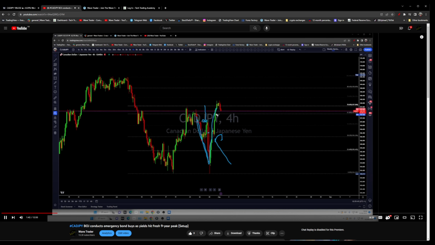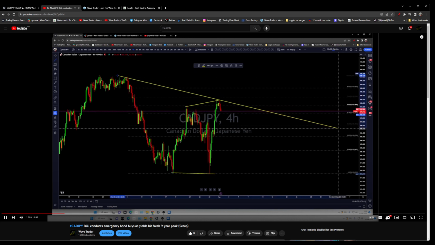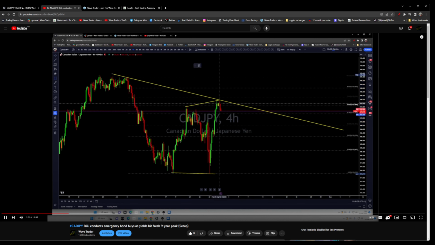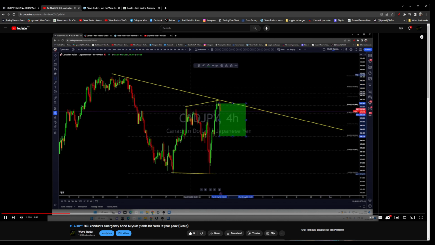So what you're looking at is CAD yen continuing to drag lower all the way back to this previous low, or let me put some lines over there. You are simply looking for this trade, the trade which is already happening over there.